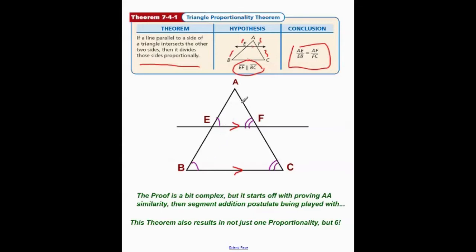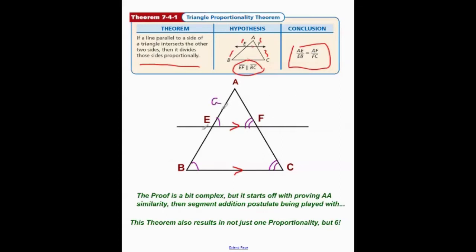Then we can easily prove angle-angle similarity using this triangle right here versus the big one. Then we would use the segment addition postulate to break these apart, play with them a little bit using some arithmetic, and we can prove proportionality that way. The proof is actually kind of complex for this level of a course, so we're not going to do that to y'all. But I do want you to know this theorem.